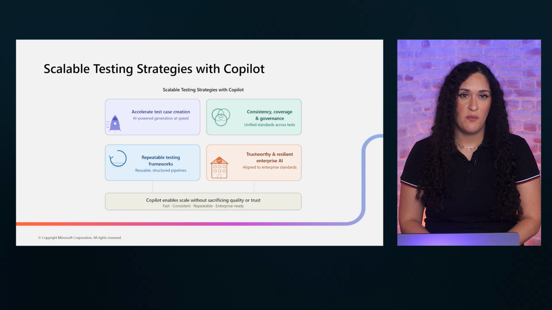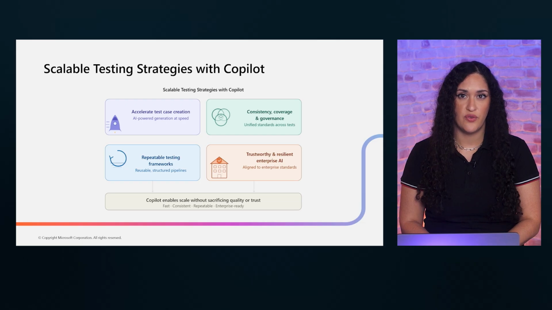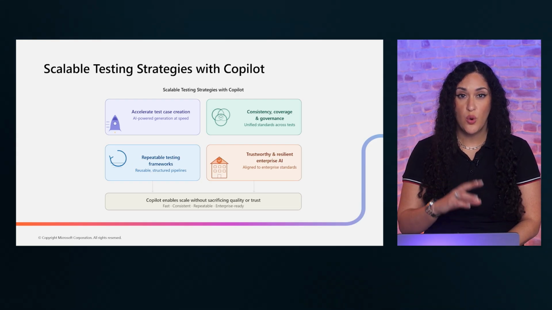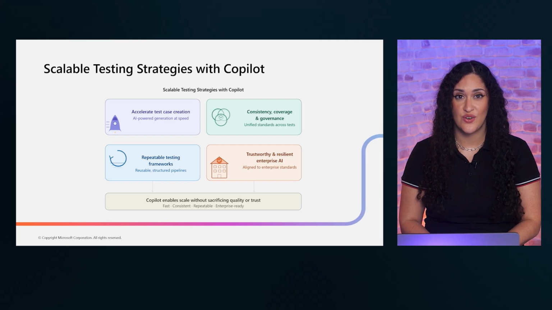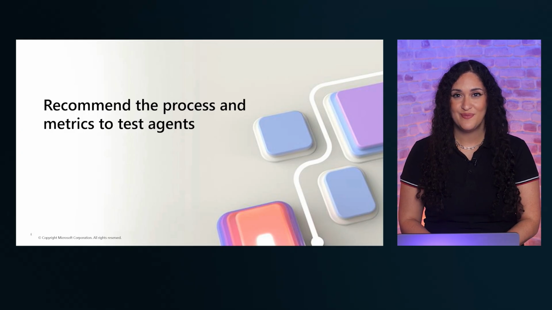Scalability. This is where many teams stumble. You can't manually test every prompt variation, every user scenario, every edge case. That is where Copilot comes in. This summary teaches you how to use Copilot to accelerate test case creation while maintaining consistency, coverage, and governance. Take a look before you move on. After this quick overview, let's start with recommending the process and metrics to test AI agents.